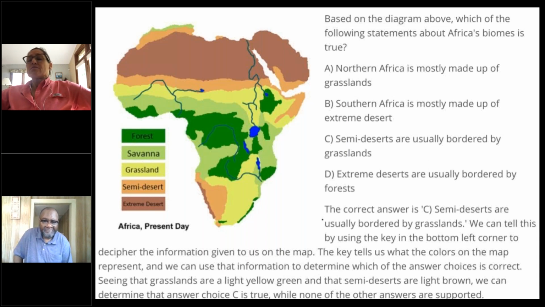Northern Africa is mostly made up of grasslands. Northern Africa made up more of grassland. Grassland is forest. No, that's not true, I don't think. What's Northern Africa made up of, going by the color?